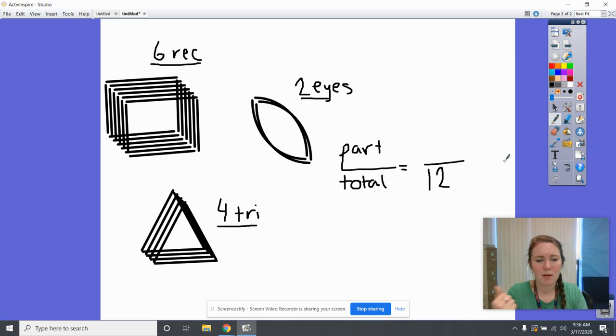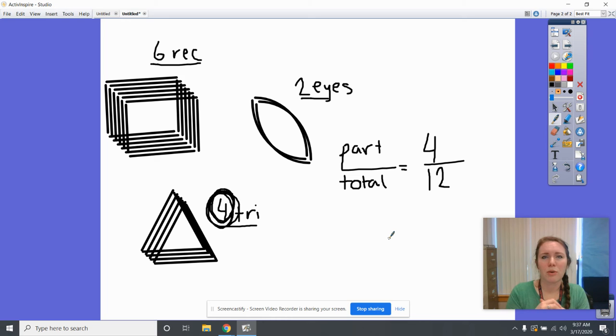And my question is, hey, if I pull one of them out, what's the chance that it's a triangle? Or what's the probability it's a triangle? Well, there are 4 little pieces of paper or 4 shapes in my bag that are triangles. So my probability is going to be on the top of 4 because 4 is the part that I care about, or there are 4 shapes in the bag that I'm hoping to get out of my 12 total shapes.